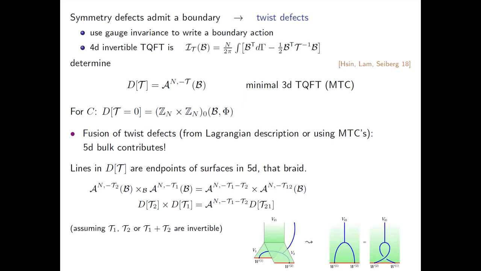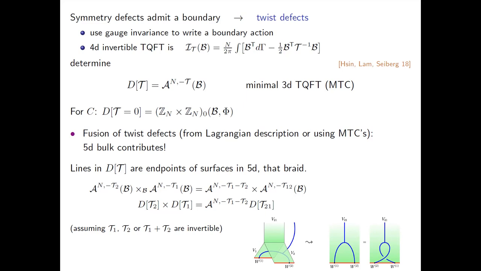If you want, one interesting fact is that the five-dimensional bulk contributes. So when you put these defects together and you fuse them, they're not just stuck together as coupled systems, but in fact, they couple through the bulk. And one way to understand this is the following.